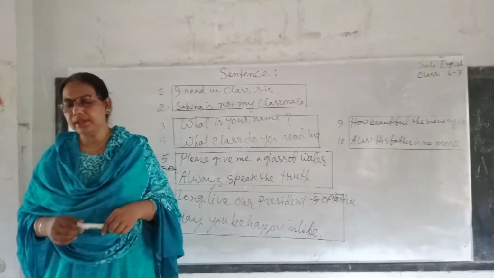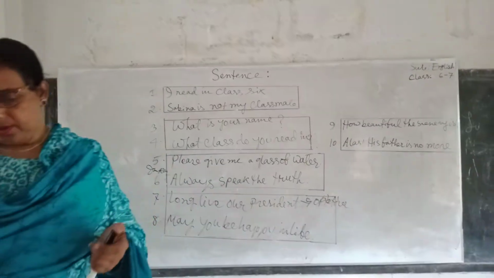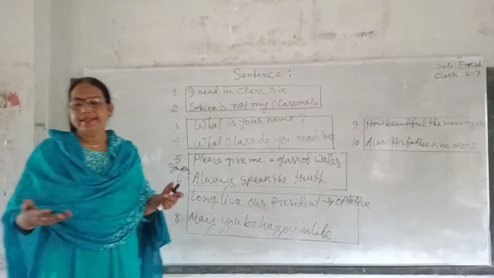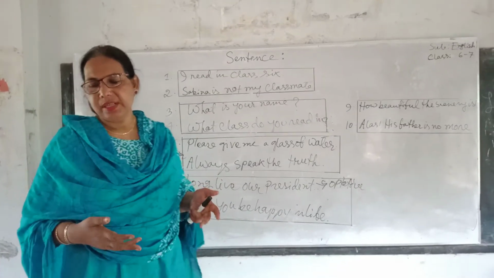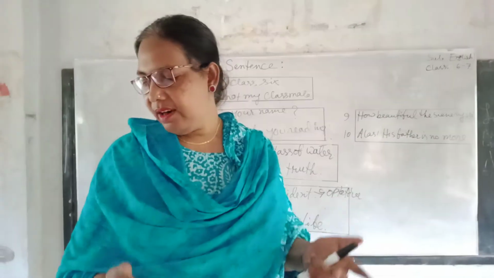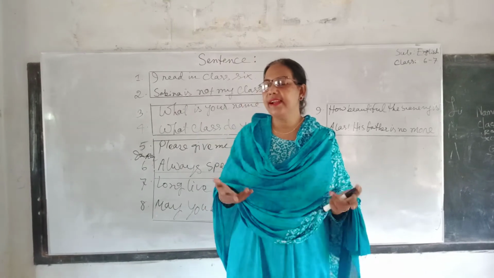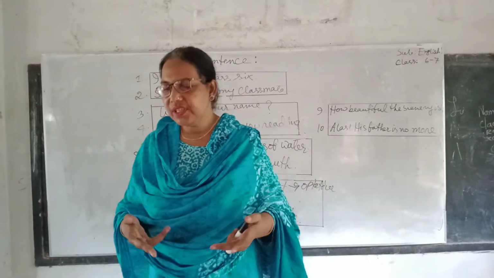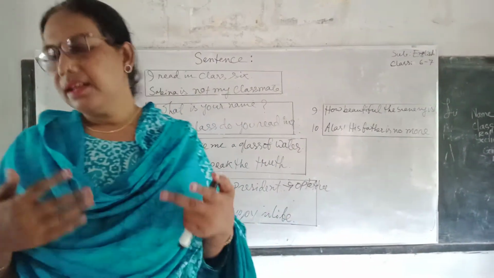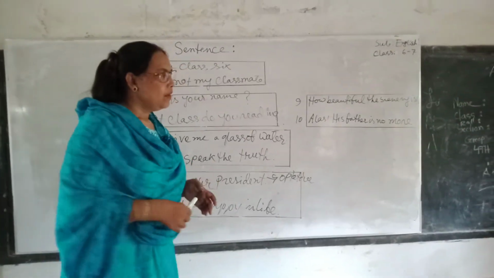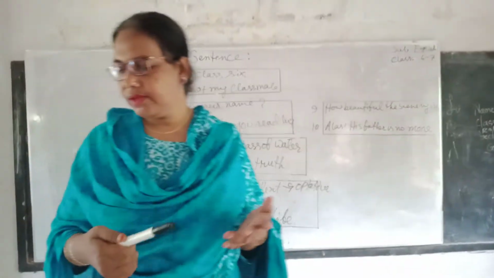Okay, dear student, I'd like to give you a definition of an optative sentence. A sentence that expresses a wish, prayer, blessing, curse, etc. is called an optative sentence. Okay, for your better clarification, I would like to say in Bangla.